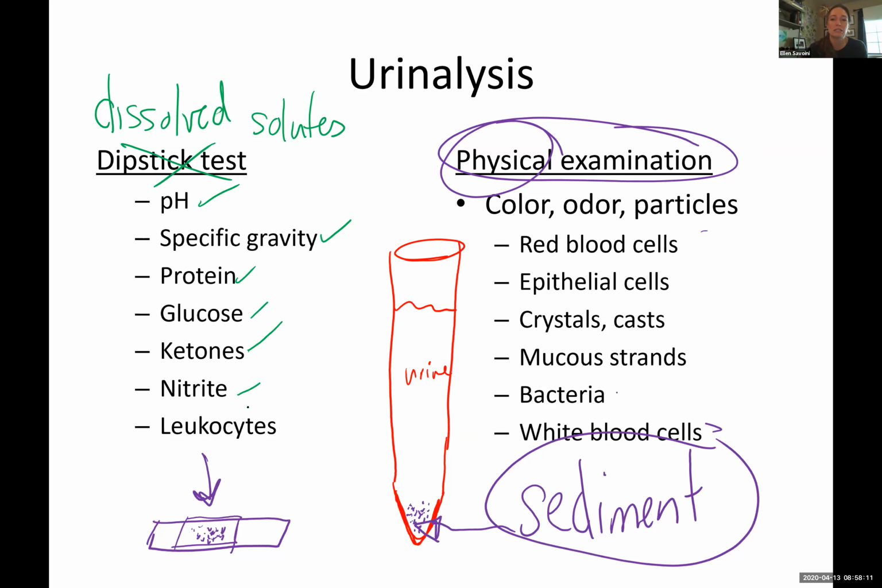Okay. Ketones, nitrites, those are also protein metabolites, and leukocytes. But leukocytes would be something that you could actually physically see in sediment. So those are things you would do with a dipstick, and we would have those if we were in a classroom doing that testing. All right.